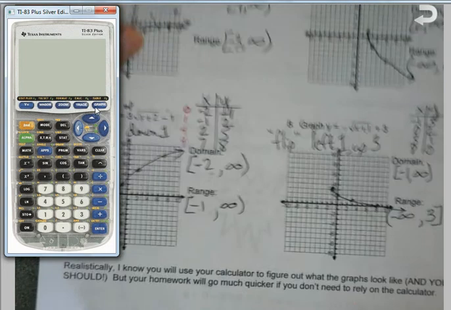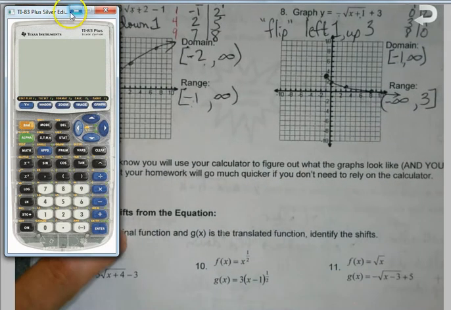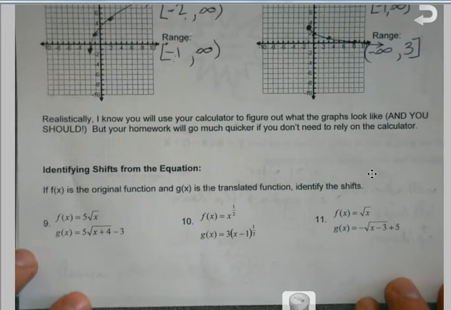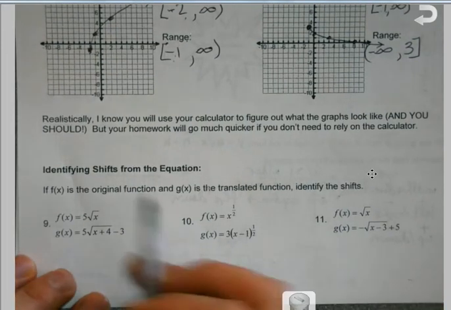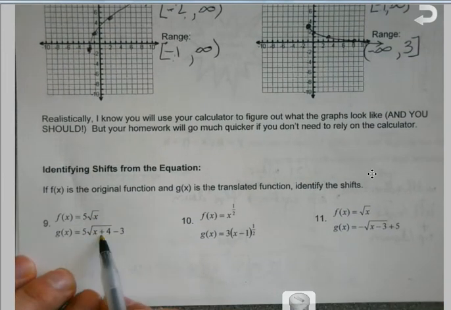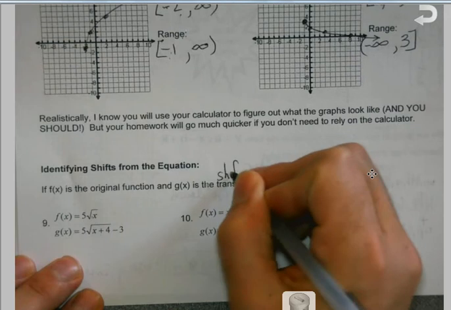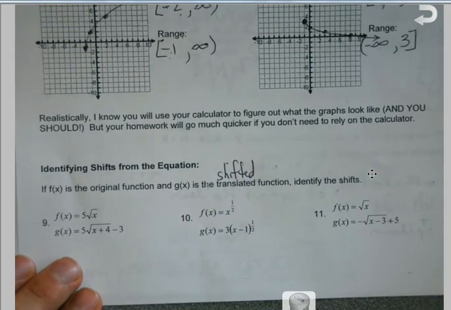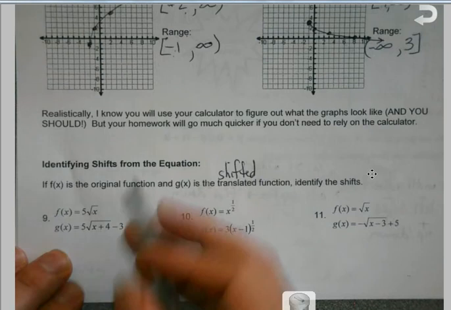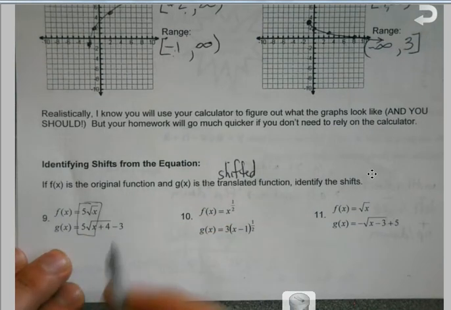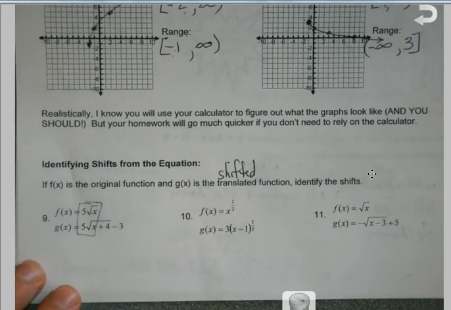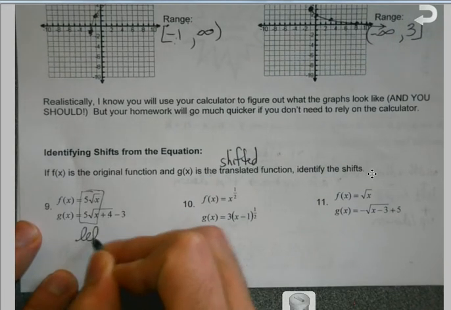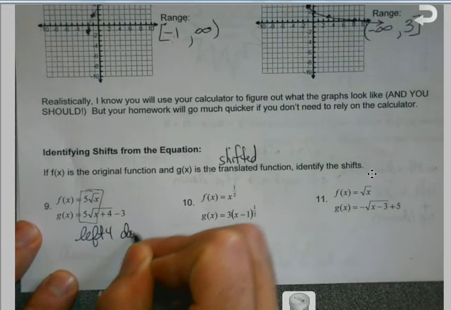So as you start to look a little bit further, and we're going to come to the bottom here, we're going to talk about shifts a little more. Okay? If f of x is the original function, and g of x is the translated, shifted function, identify the shifts. Okay, so these parts are the same. What are my 2 shifts going to be? Left 4 and down 3.